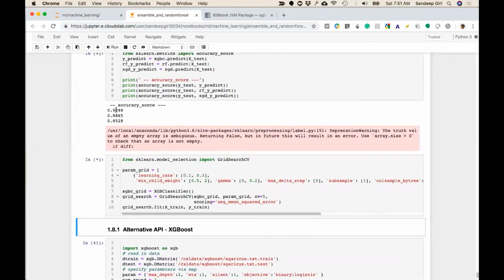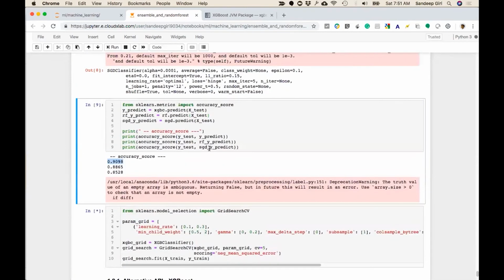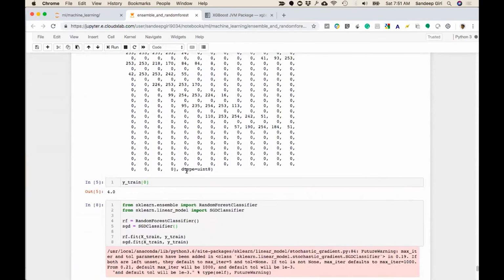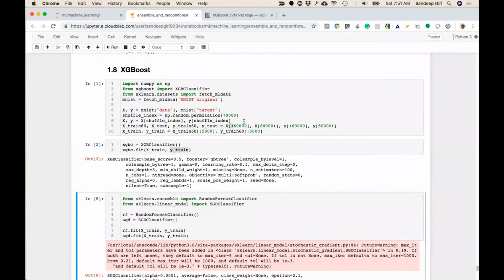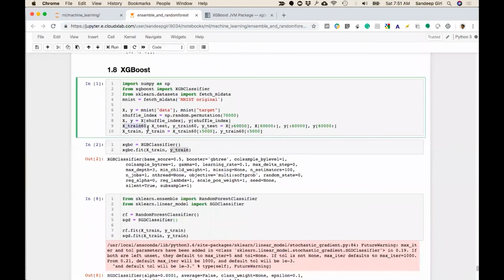So accuracy is this much, even though we trained only on 5,000 records. Instead of training on the whole data set, we trained it only on 5,000 records.